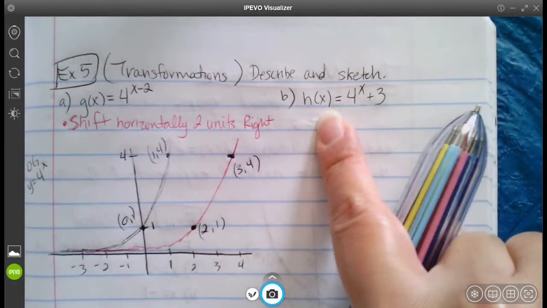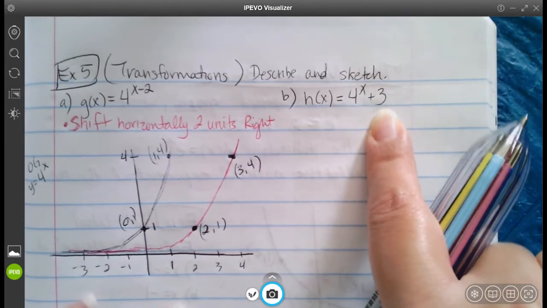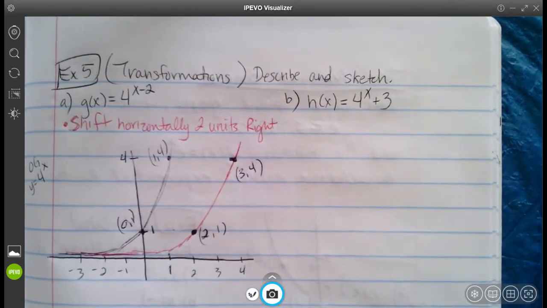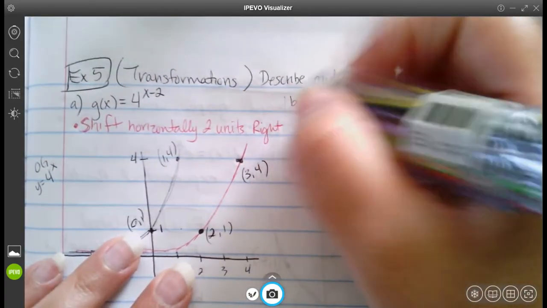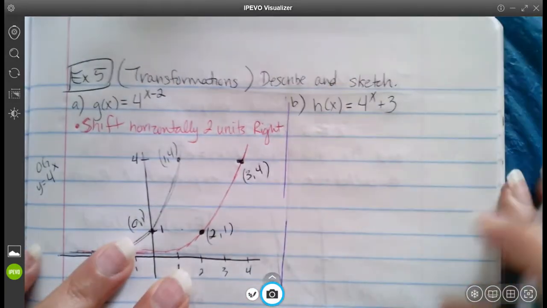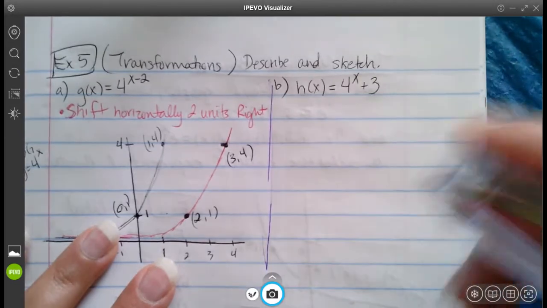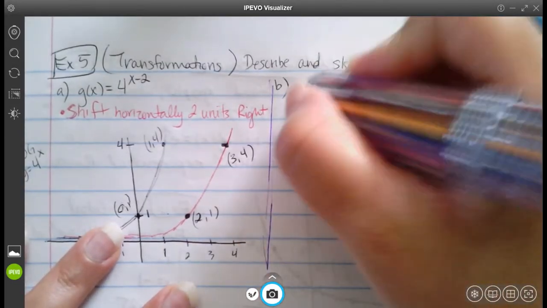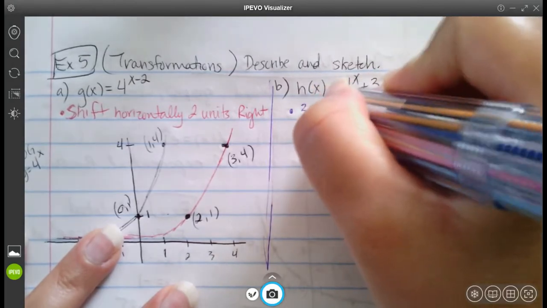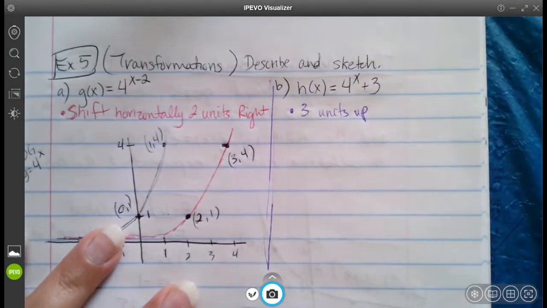So for letter B, we have h of x is equal to 4 to the x plus 3. So think of this as your k value now. Remember that the k value makes the graph go up or down. So let me separate this just a little bit here. This one won't be as difficult because up or down is a little bit easier to monitor. So I know that this one is going to go 3 units up.